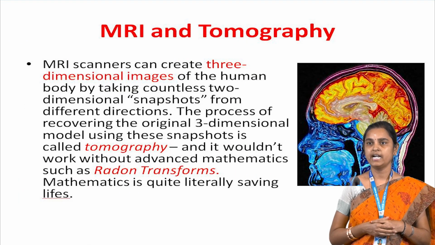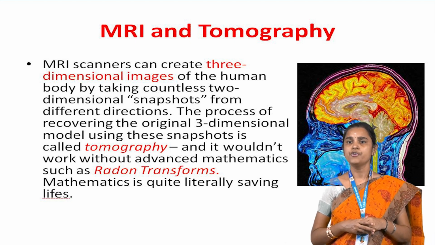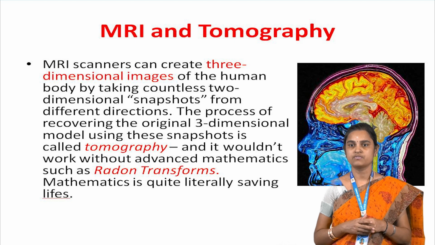It is used in MRI and tomography in the medical field also. Mechanics is used in medical fields such as MRI scanners and tomography machines. MRI scanners can create 3-dimensional images of the human body by taking countless 2-dimensional snapshots from different directions. The process of recovering the original 3-dimensional model using these snapshots is called tomography, and it wouldn't work without advanced mathematics such as Radon transforms. Mathematics is quite literally saving lives.